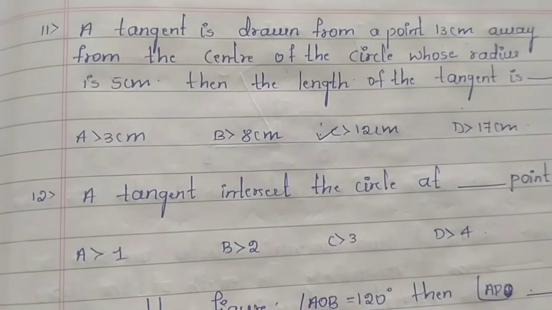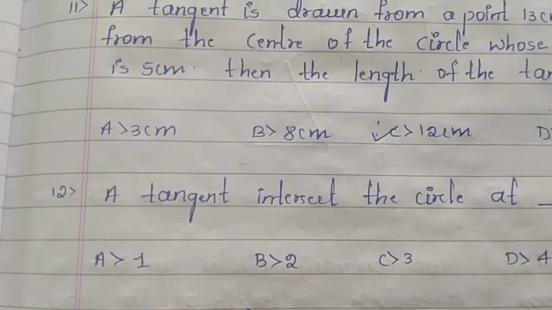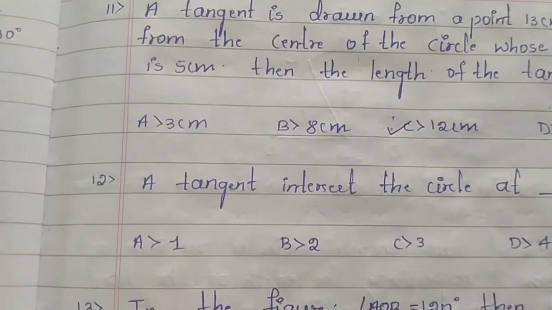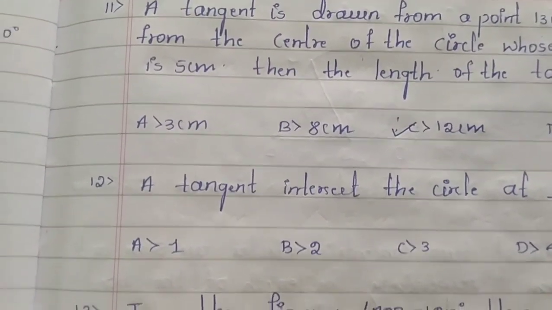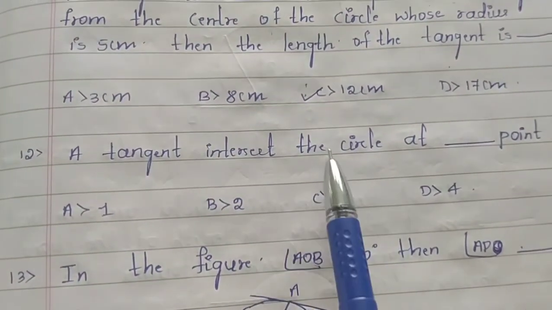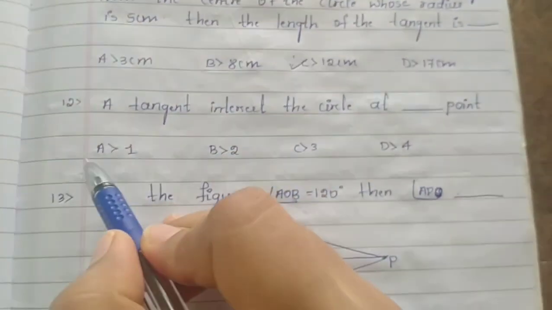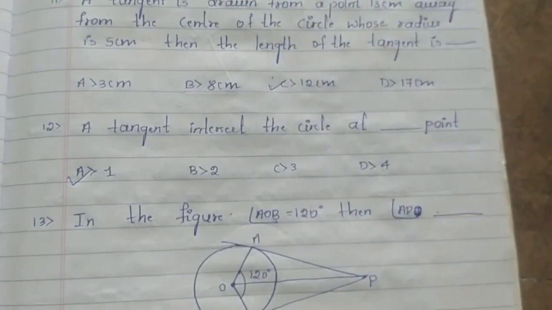Okay, so now we will see the next question, that is a tangent intersects the circle at dash point. Okay, a tangent intersects the circle at always one point. Okay, so for that sake the correct answer is option A over here.